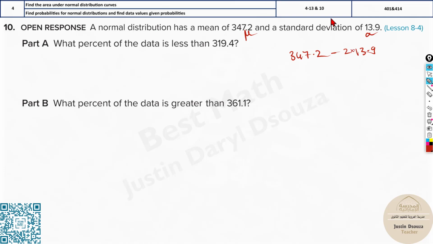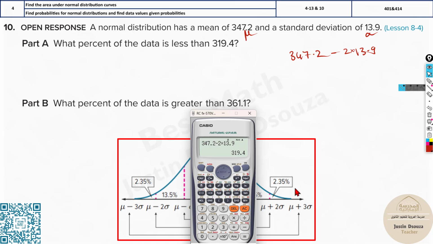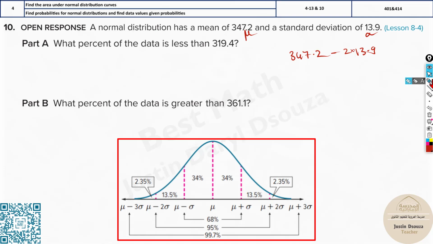Let's take our calculators here. All you do is write 347.2 minus, I'll try with 2 times 13.9. Is it 319.4? Yes, it's not one time because it's just a little less. It'll be about 30 something. So this is the answer. So now we know, if we see the normal distribution, we can understand it. Because it was less than mean, I know it's left side. Because it's less than the mean, it's minus here. So how much is the value? What percent of data is less than, means left side?